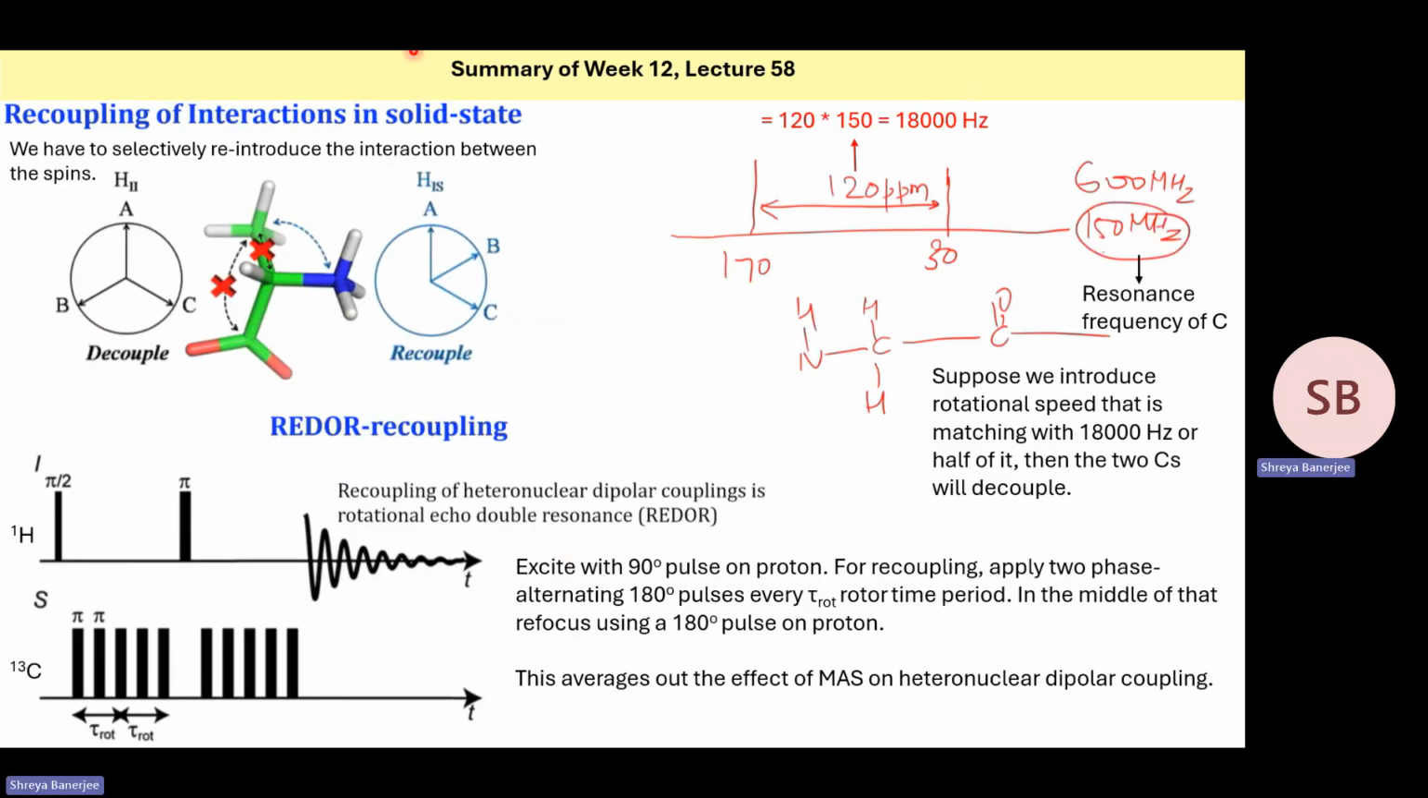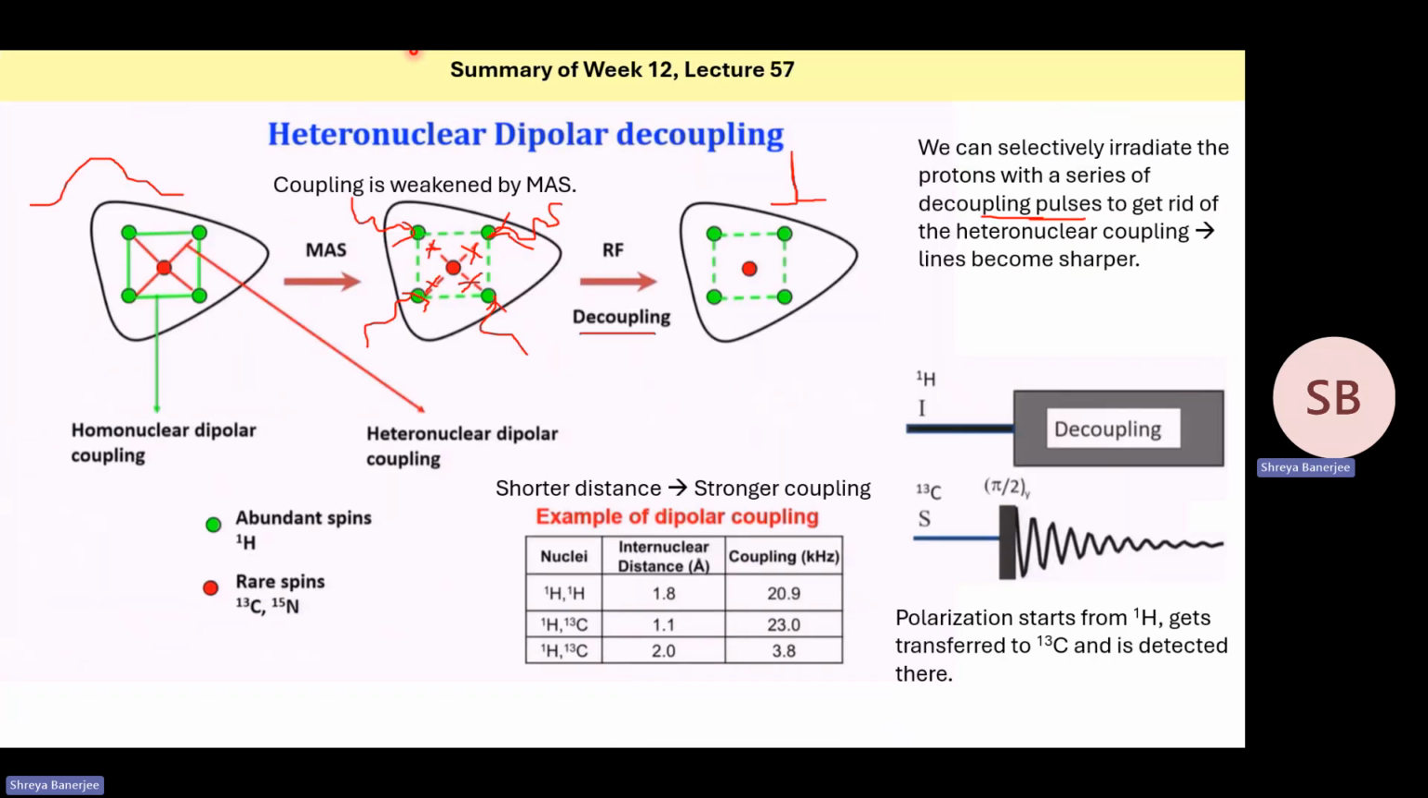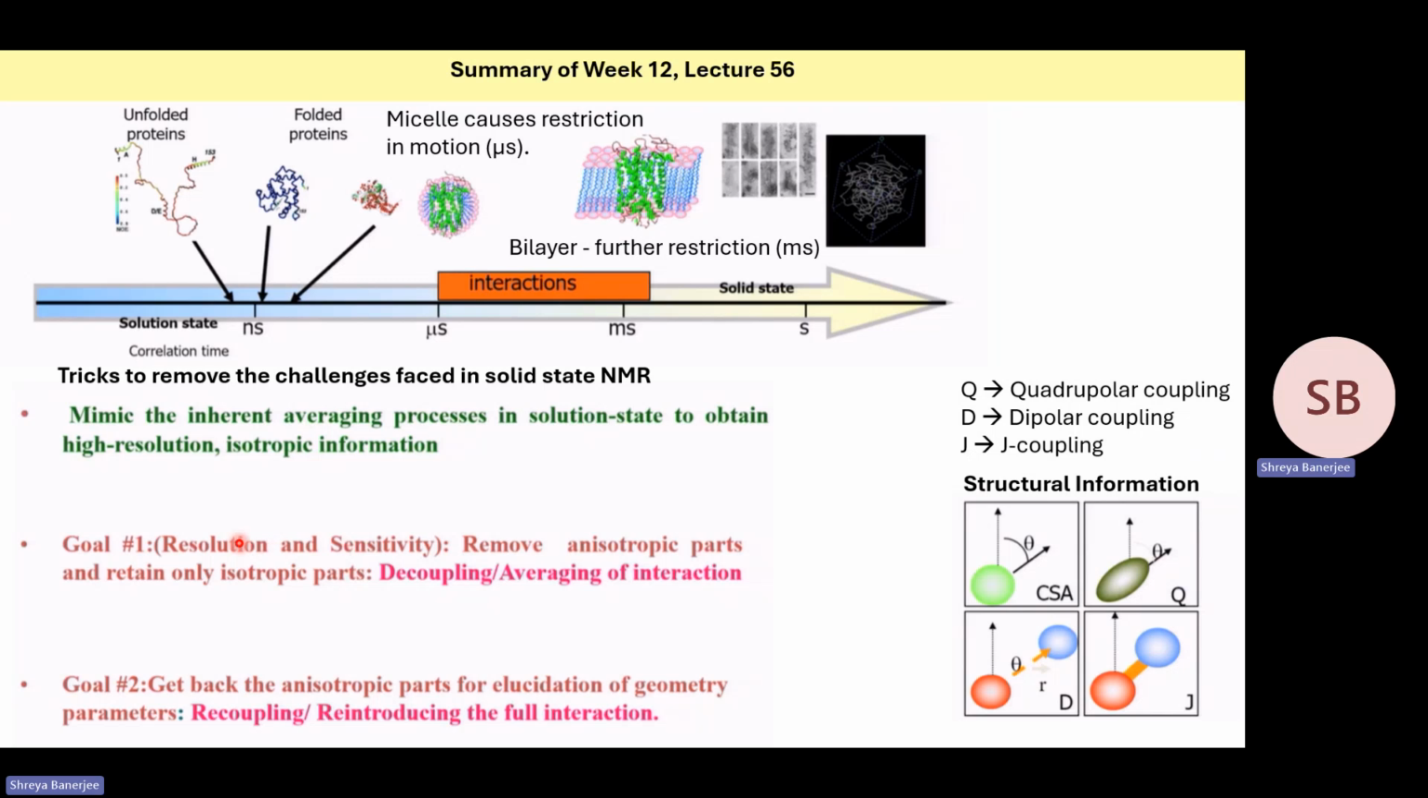So far we have studied all about decoupling. So if you look back at the goals, goal 1 is covered, where we are removing or decoupling the anisotropic interactions to increase the resolution and the sensitivity. Resolution was increased by magic angle spinning. Sensitivity was increased by cross polarization. Now we come to goal 2. That is, we have to get back the anisotropic parts so that we can fully elucidate the geometry parameters.